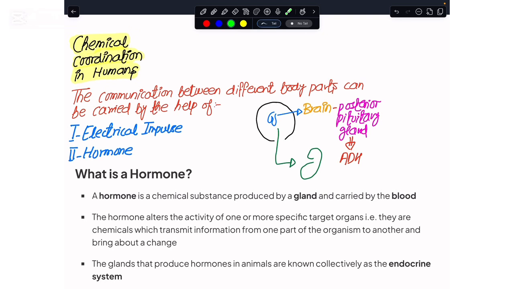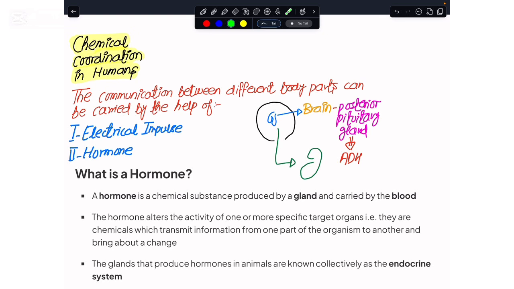This communication in the body is carried out with the help of electrical signals, that is, the electrical impulse. The second way is what we call a hormone. Here we have to be very clear about what we mean by the word hormone and what we mean by the word gland. A hormone is a chemical substance produced by a gland, which then comes into the blood. The blood takes this hormone, or chemical signal, to one or more specific target organs lying very far away from the gland which secreted it. In that way it helps the transmission of information from one part of an organism's body to another, and in the target organ it brings about a change.